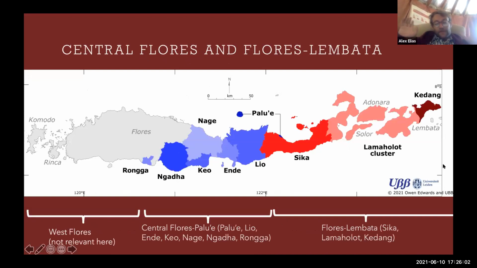So let's talk about the subgrouping of these languages. The West Flores languages don't show patterns like this. This includes Manggarai and other closely related languages. So we're not going to talk about them much more here. Instead, we're going to be talking about these 2 subgroups, Central Flores Palue, which includes these languages here in blue, and Flores Lambada, which includes these languages in red, as well as another language, Alorese, spoken further east, which I won't be talking about either. And within these subgroups, again, not all of them show the pattern.